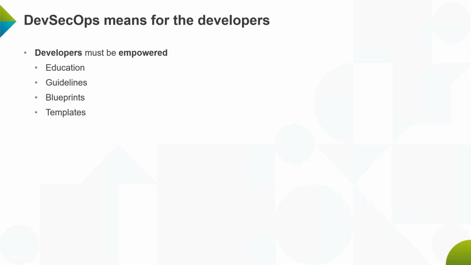So DevSecOps means for the developers that they must be empowered. They must have education on how to configure and how to use the microgateways. They must have guidelines provided by the security teams, blueprints and templates, on how they should use the microgateway in order to integrate it into the web application.